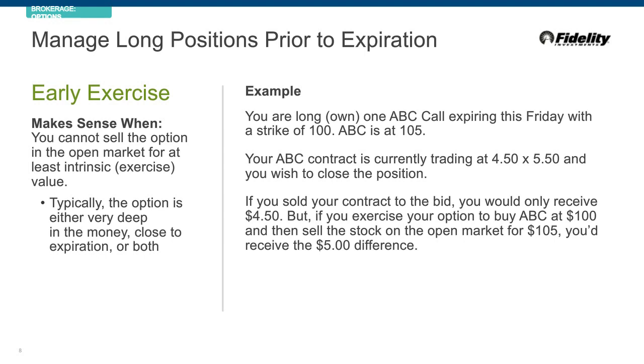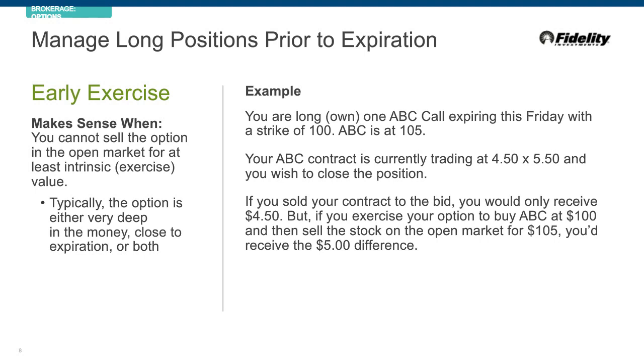So as we look at the marketplace and we look to sell out of our ABC call, we see that bid price is only $4.50. As we look at the math on this, that means we would get an effective price of $104.50 if we sold the contract. Whereas if we exercise our right to buy at 100, now we have shares of ABC, and then we sell the ABC shares at 105, it puts an additional 50 cents in our pocket. All right, it's all about that effective price.